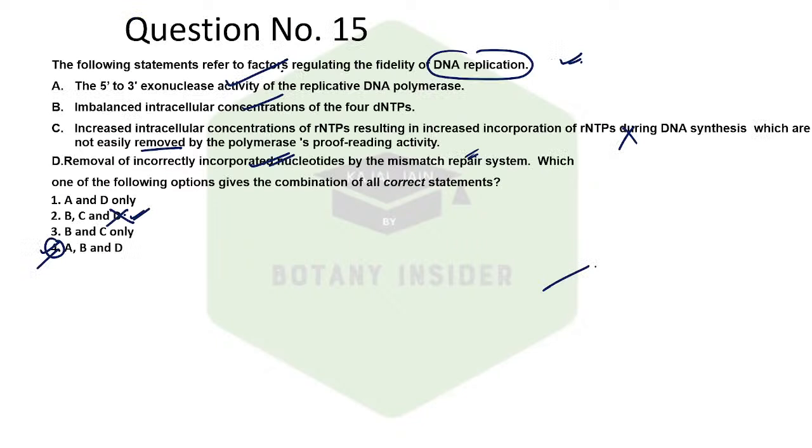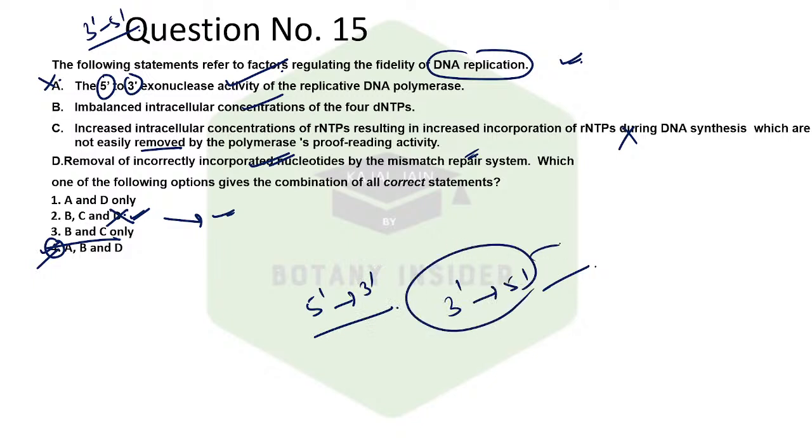Okay, sorry, I read it incorrectly. The 5' to 3' is the replicative activity, and the proofreading activity is 3' to 5'. So the first is incorrect, and the answer is option number 2 itself. This one is an incorrect statement because 5' to 3' is the replicative activity and 3' to 5' is the proofreading activity. That's why the answer will be option B itself. Correct. So remember this particular question.